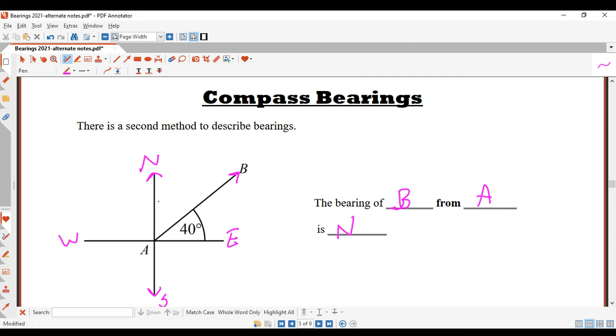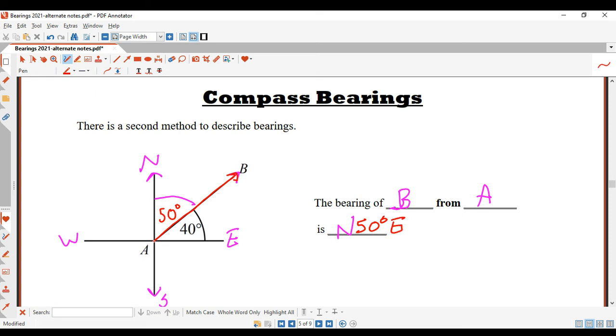Now, clearly B is north of A, so I'm going to write down north. And then I've got to describe the angle, the acute angle between the north line and the ray itself. When I say the ray, this line here, the direction line, we call that the ray. So the angle between the ray and the north line, the acute angle, is the angle that I want. So that's going to be 50 degrees in there. So I say that the direction of B from A is north and then 50 degrees east.